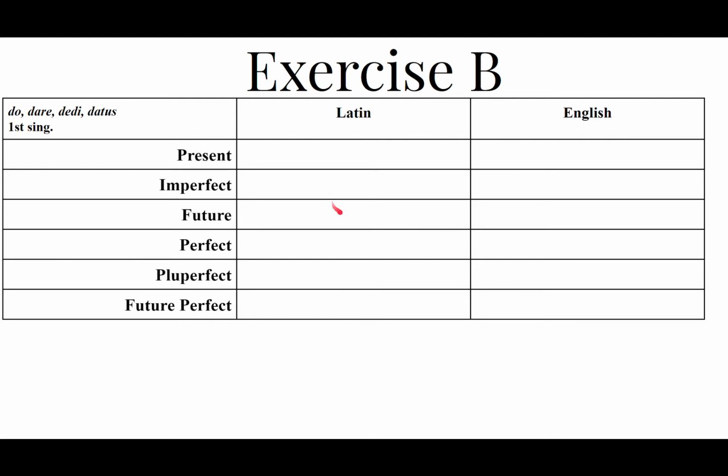For the imperfect and the future, go to the second principal part and chop off the RE: da, Russian and Romanian for yes, da, D-A. So da, and then add bam, da-bam. I was giving, I used to give. The future will be dabo, I will give, I shall give.